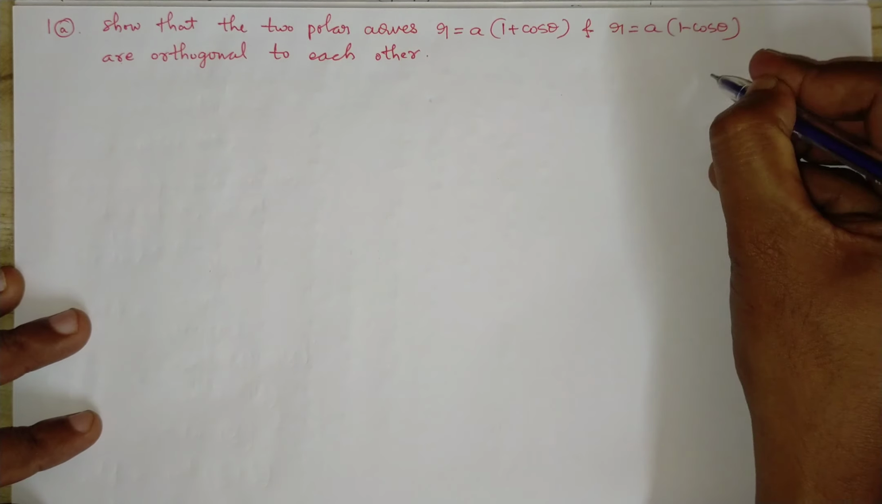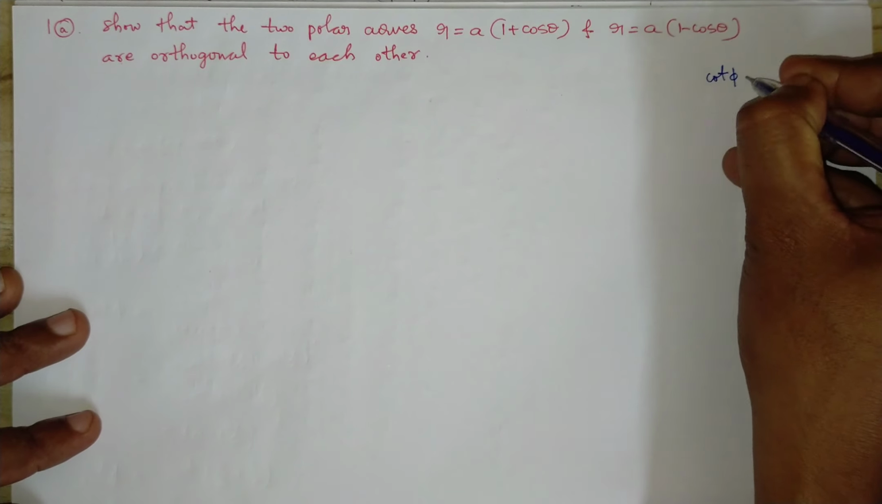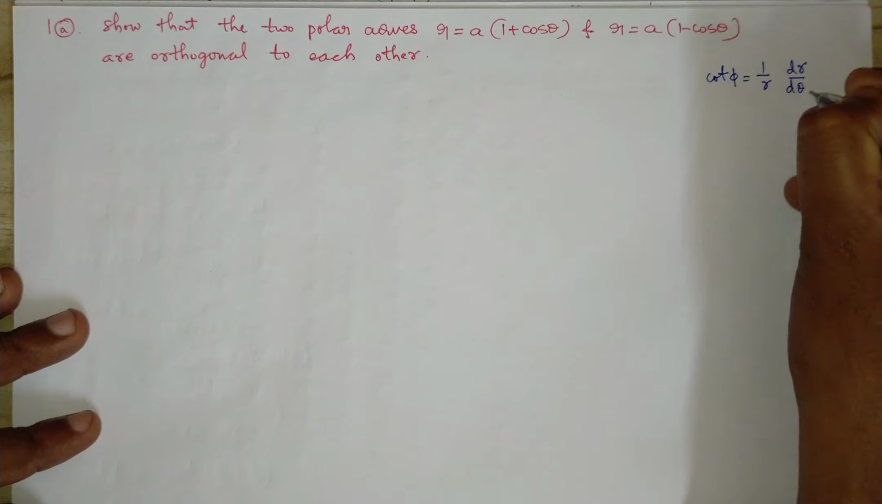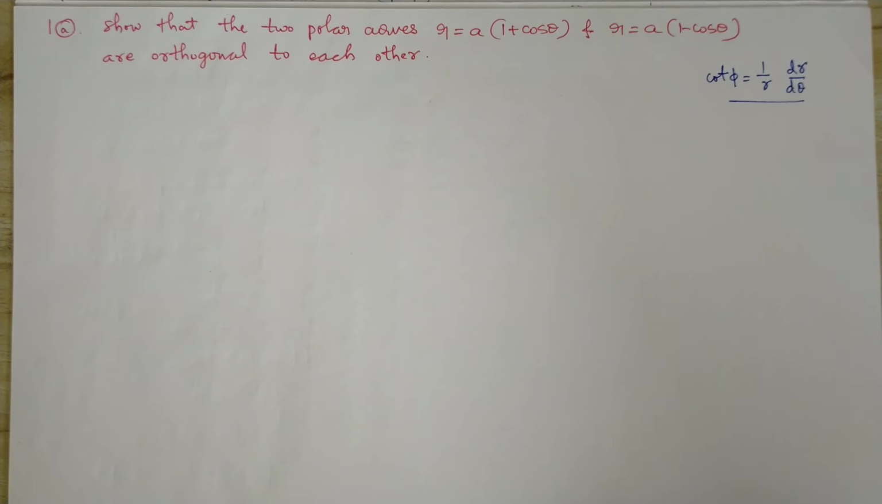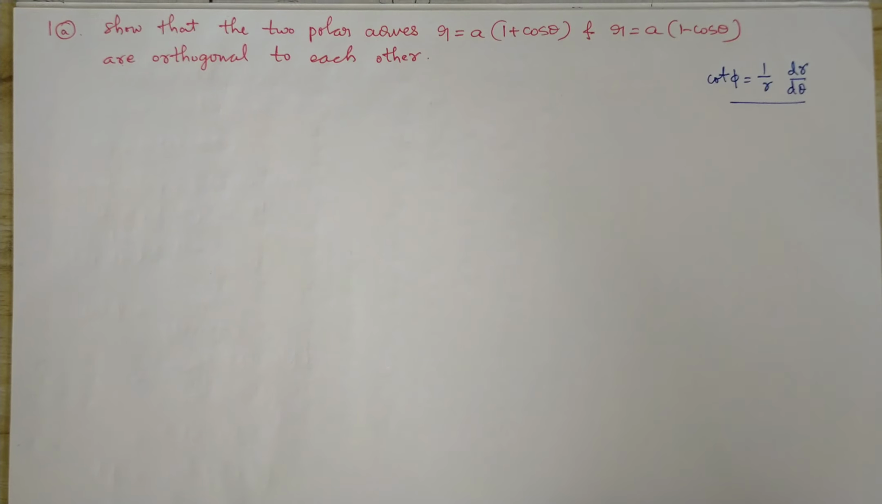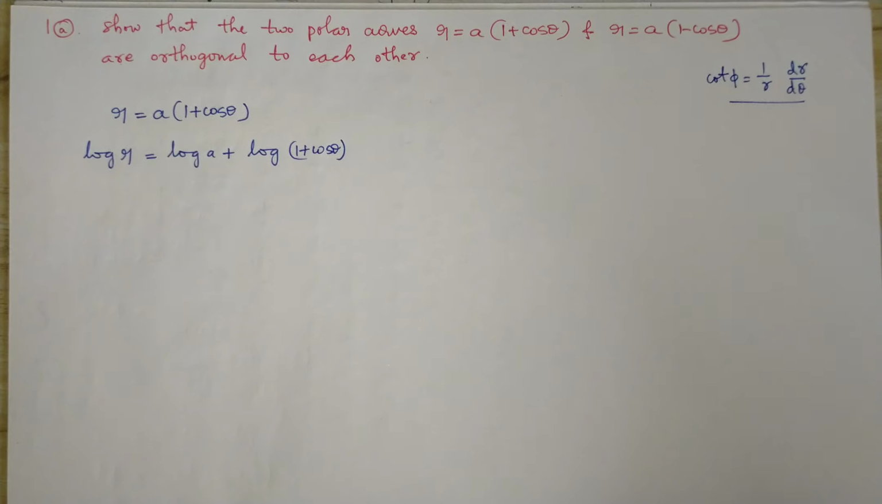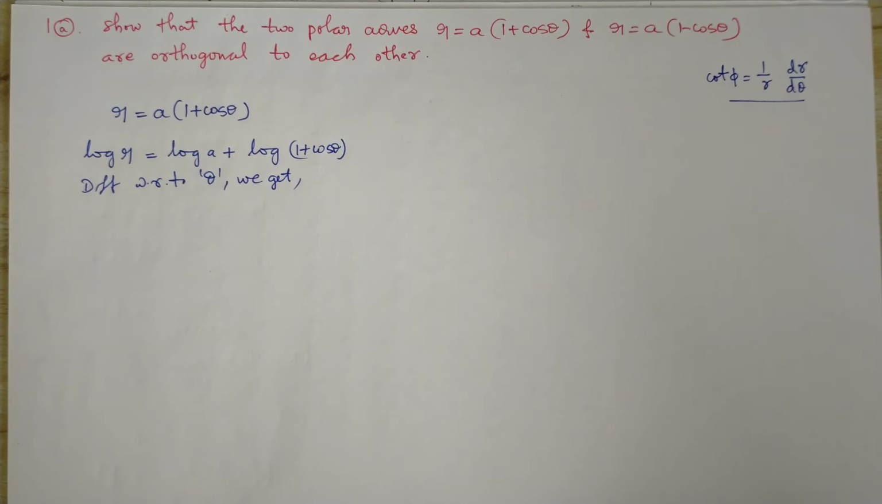So using this relation, what is that? It is cot phi equals 1 by r dr by d theta. So using this, let us calculate. Consider the polar curve. Now apply log on both sides. Now differentiate with respect to theta. The differentiation of log r is 1 by r dr by d theta. The differentiation of log a is 0.